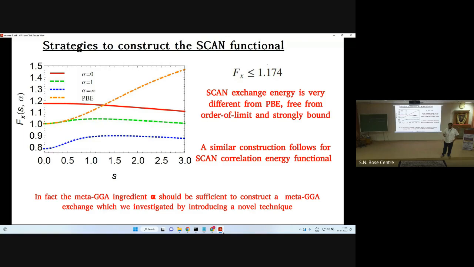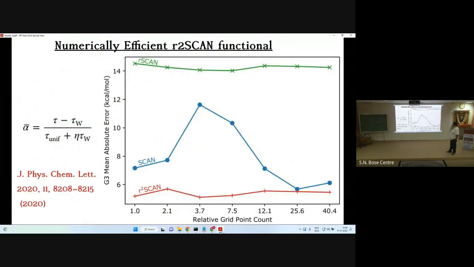But there are problems with the SCAN functional also. You are saying all the constants you have imposed, it should work well for almost all the systems, but that is not happening. So for this enhancement thing, you have about the SCAN functional. Okay, so this is the parameter.